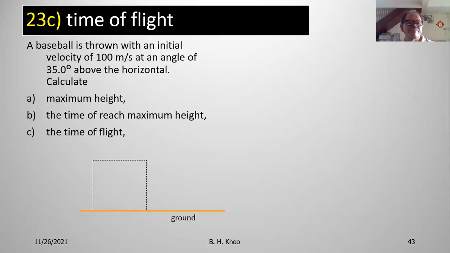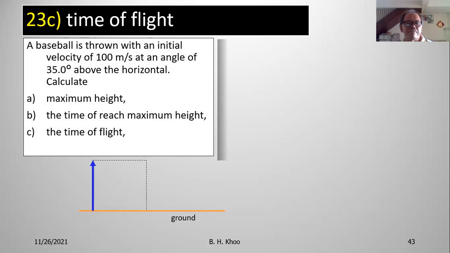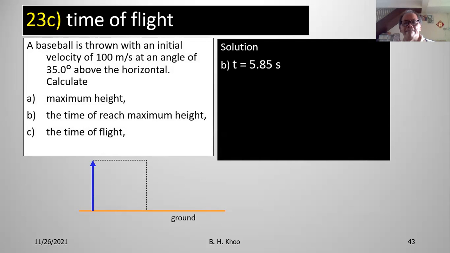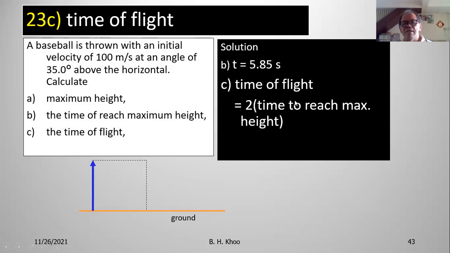Time of flight. Okay. Yeah. Time to reach maximum height, we calculated. Time of flight is 2 times this time, because the time to go up and the time to go down is the same. So we just multiply by 2, 11.7 seconds.